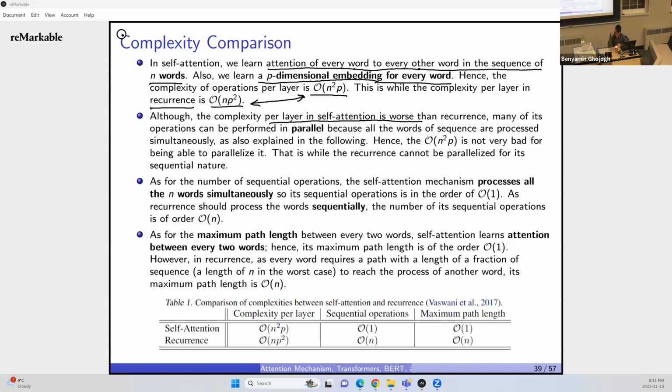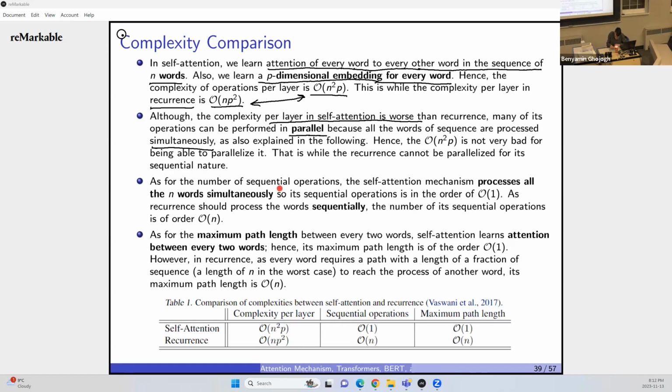Yes, but there is a but. We can do it in parallel because all words of the sequence are processed simultaneously. When you calculate the attention of this word to the other word, you can also at the same time calculate the attention of this word to that word, right? They are not dependent on each other in terms of attention. So you can do it in parallel, but in a recurrent neural network, you can't do that because you need recurrence, right? You need to feed the output again as input. For going from one word to another word, you need to do all the recurrence between them. So it cannot be parallelized.